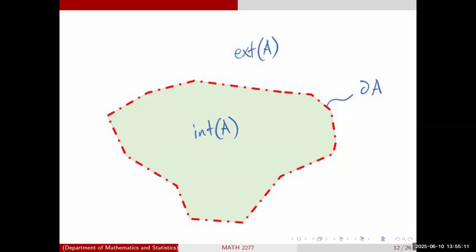This is the idea you should have for the relationship between the interior, the exterior, and the boundary. Okay, so we'll stop there for today. In our next class, we'll continue from here. We'll look at some properties of the interior, exterior, boundary, and limit point, and how they interact together. Okay, are there any questions?